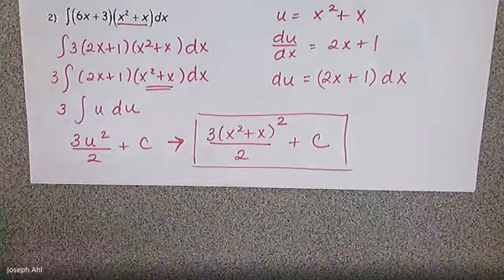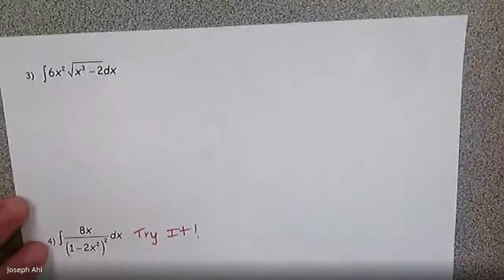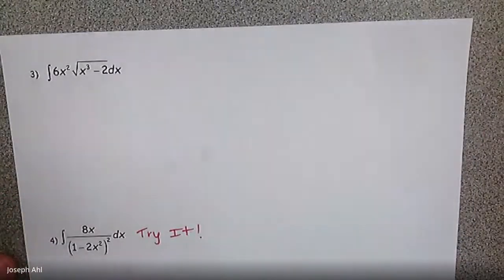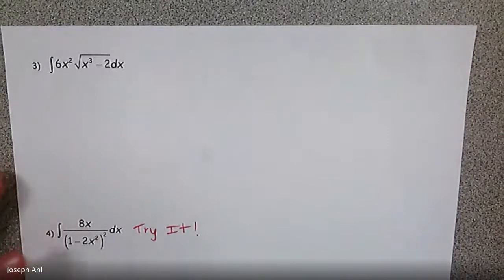Okay, so now that we're starting to get the hang of things here, let's do maybe one more together, and then I think you'll be ready to try one on your own. Taking a look at the next example, we have 6x squared times the square root of x cubed minus 2.